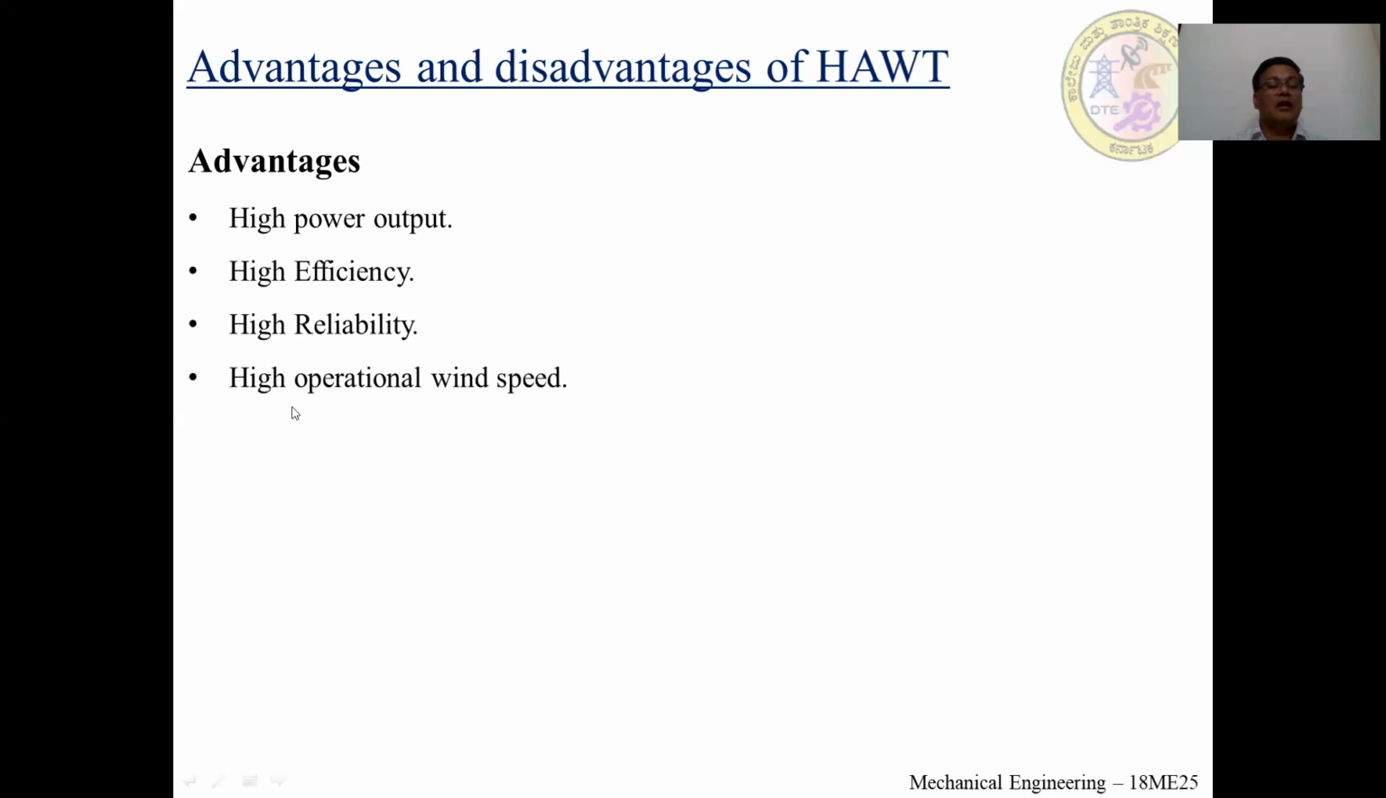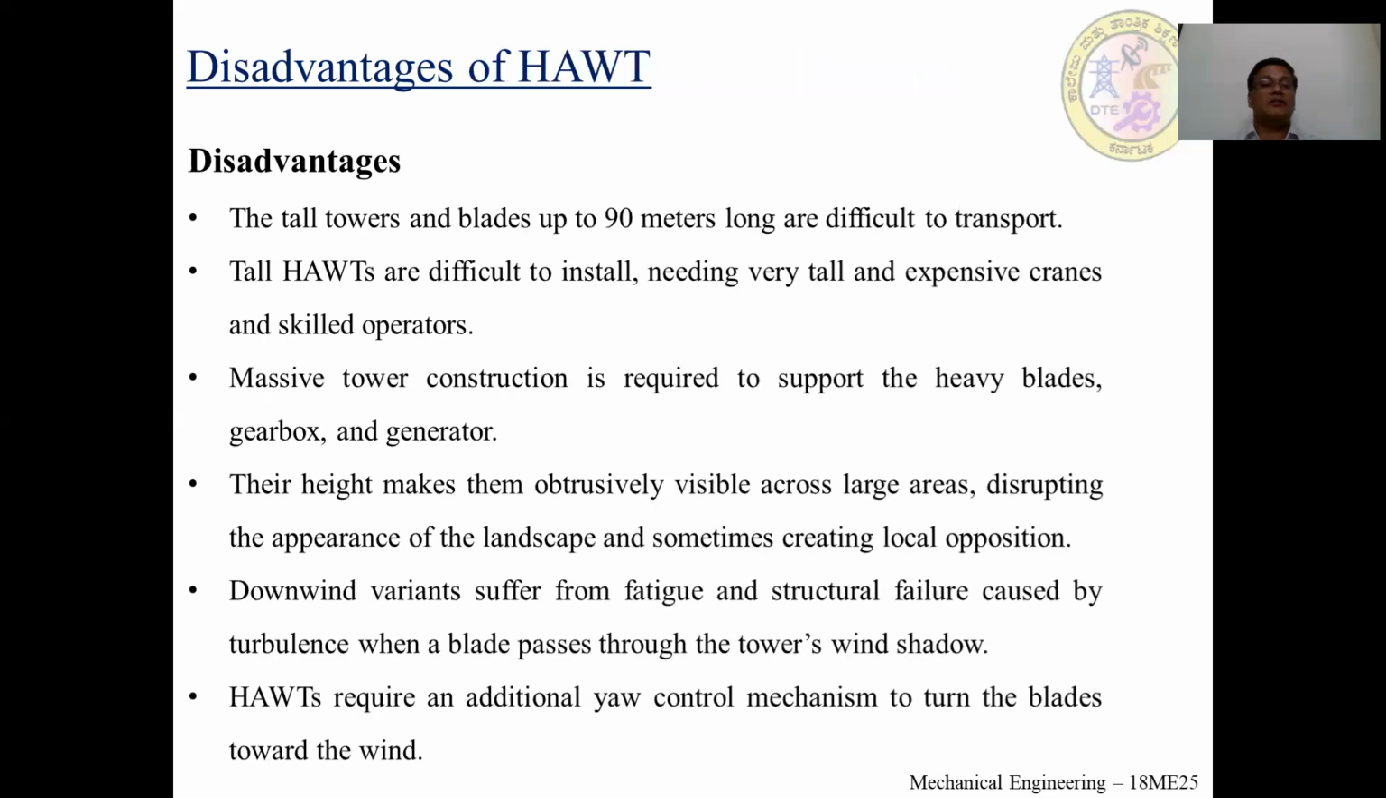The last one is high operational wind speed. These horizontal axis wind turbines are especially meant for high operational speed only, because they are fixed and placed at a higher altitude. When you compare with the ground surface, the vertical distance is more, where we can extract the maximum amount of wind as input. That's why it's meant only for high operational wind speed. These are the few important advantages related to horizontal axis wind turbines.